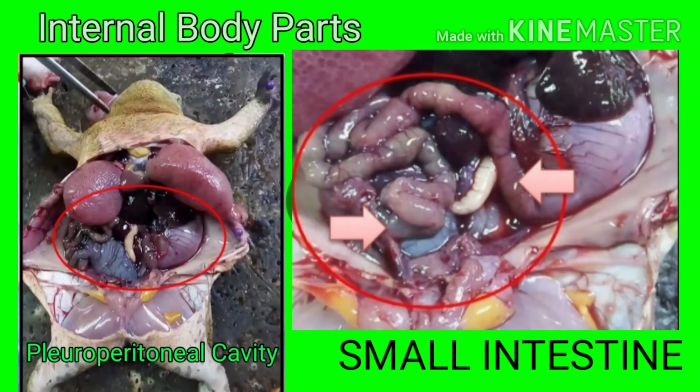Next is the small intestine, a long, narrow, coiled tube which further digests food and absorbs nutrients. Its anterior portion is called the duodenum, while the posterior coiled portion is the ileum.